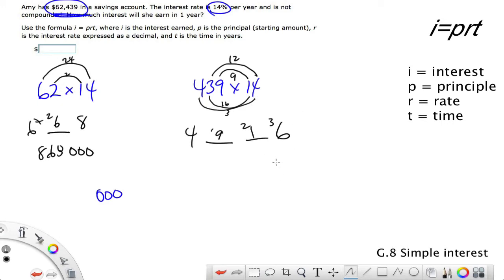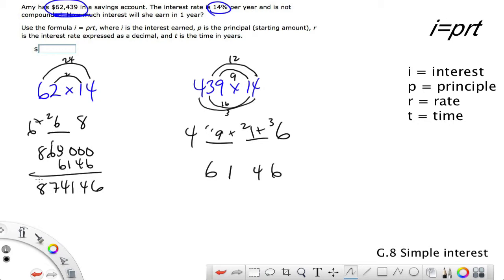Let's add our carries. So we have 6. 3 plus 1 is 4. 2 plus 9 is 11. We have 4, 5, 6. So we'll add 6, 1, 4, 6 over here. And we will get 6, 4, 1, 4, carry the 1, 6, 7, and 8. So now we have to figure out, well, is it $874,146? Or is that not where the decimal should go?